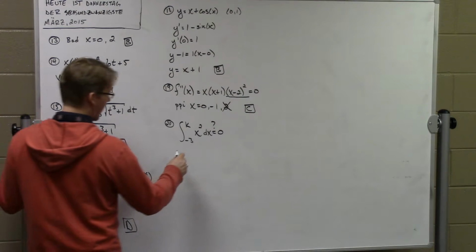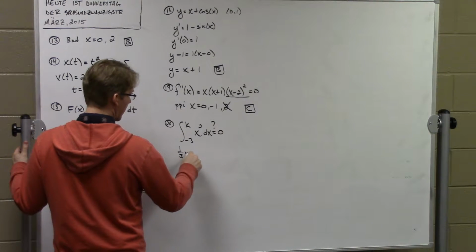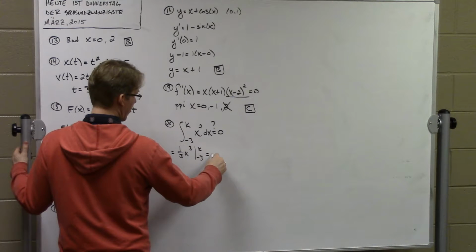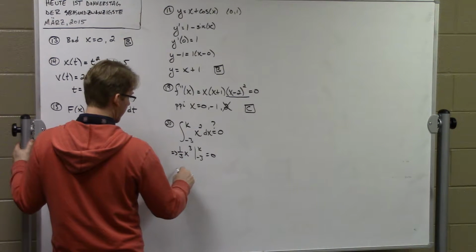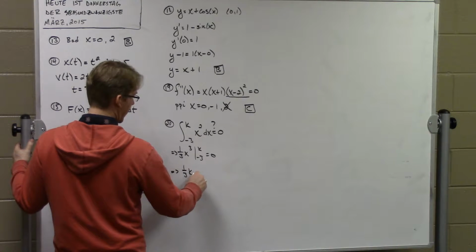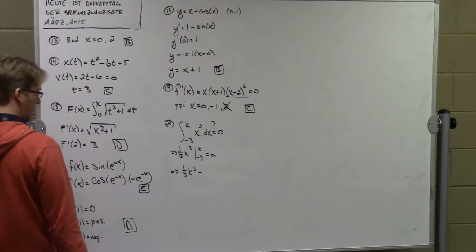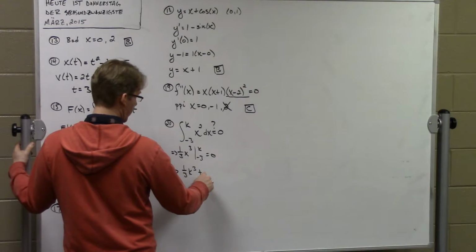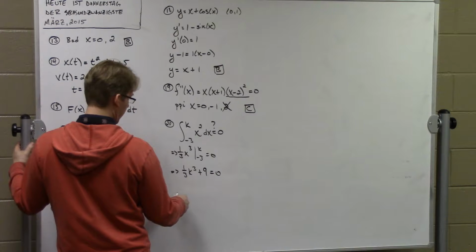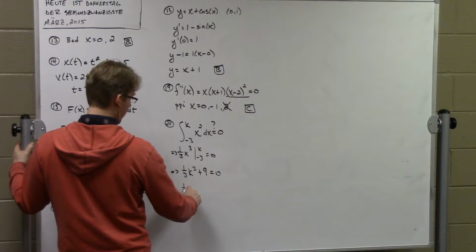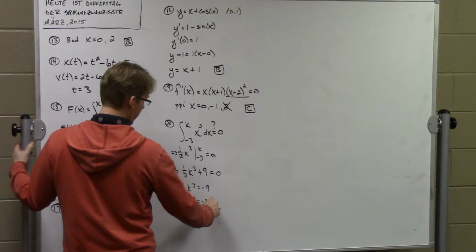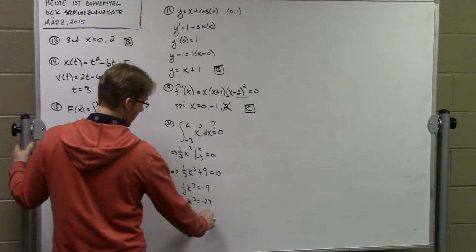Okay, if you did this mathematically, do the antiderivative, 1/3 x cubed from -3 to k, and have that equal 0. So you get 1/3 k cubed minus, so you got 3, what do we get? 27, 3, -9, so plus 9 equals 0. All right, solve for k. So we get 1/3 k cubed is equal to -9. K cubed equals -27. The cube root is -3.